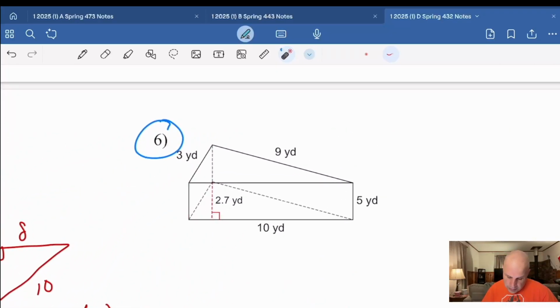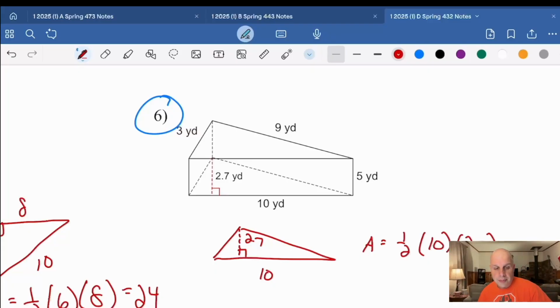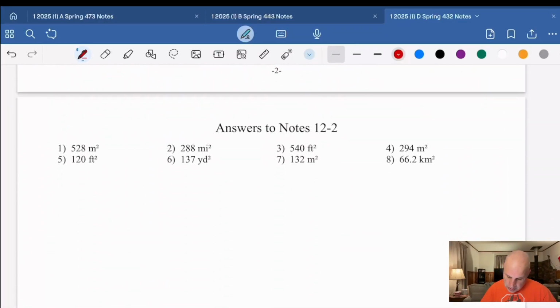If you take a look at problem number 6, you'll notice that the triangles are not right triangles. They didn't tell us anything about this angle being a right angle, but we have a perpendicular here to show us that the height of this triangle is 2.7 to this base of 10. So when you do a problem like number 6, the triangle you're drawing is going to look like this. That distance is 10 and the height is 2.7. So the area of that triangle is going to be 1/2 times 10 times 2.7. So right now on your own, try those even problems. Check your answers at the end.